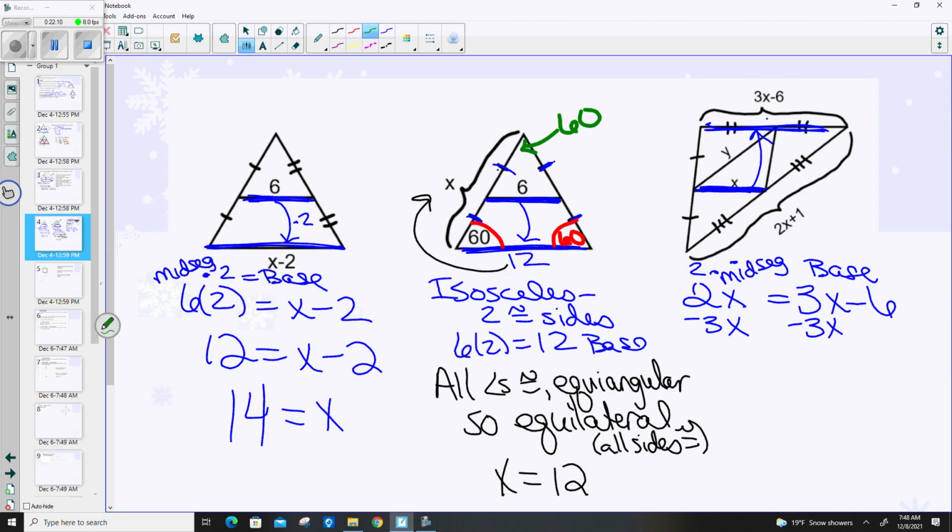Okay? If you move the 2x over to the other side, you get 0 equals the 1x minus 6, and you still have to move another number. So no matter what, you're going to have extra steps. It's just what extra step do you want to have? You can move the bigger x if that's going to be a faster way of solving. So now when we divide by that negative 1, x is 6.